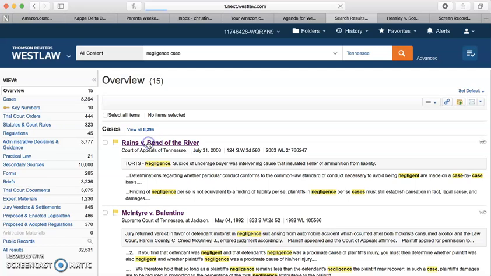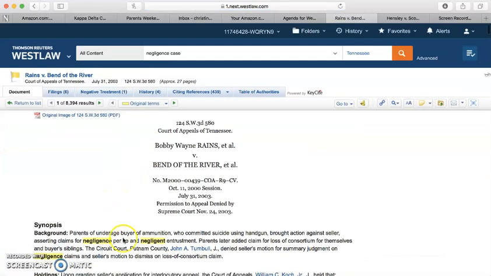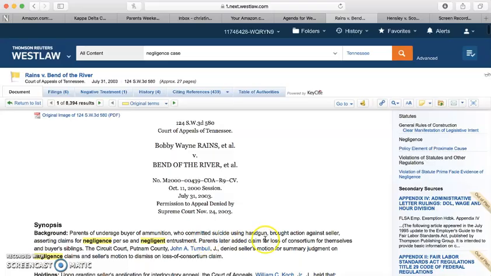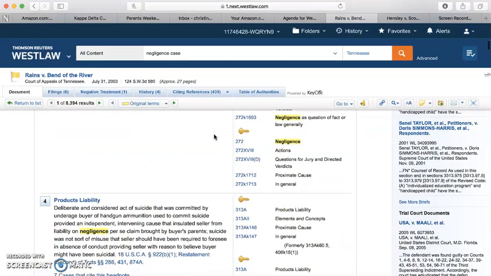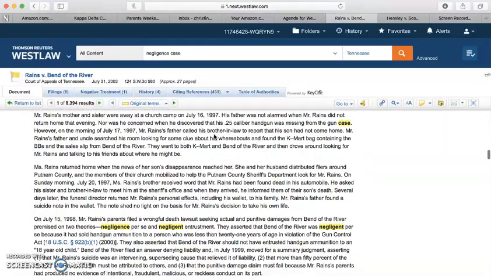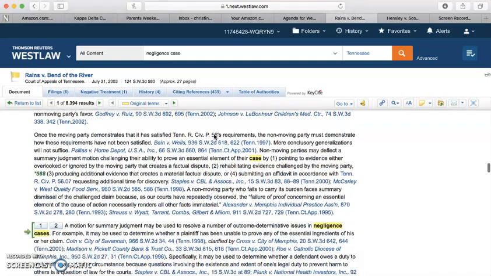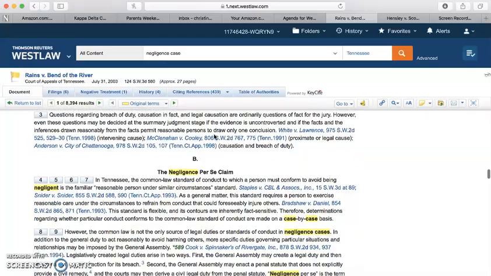This case is about a lawsuit that stemmed from the parents of an underage buyer of ammunition who committed suicide using a handgun. They brought action against the seller of that ammunition. So we know that this is published because it's in the 3rd edition of the Southwestern Reporter, and it is a Court of Appeals of Tennessee case. And the causes of action are found a little further down in the case.